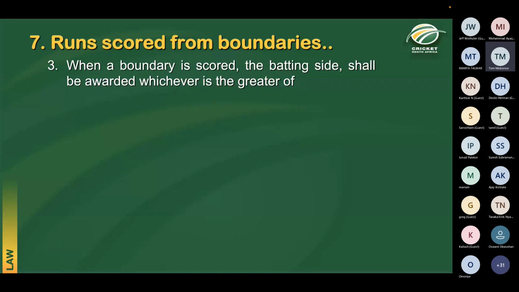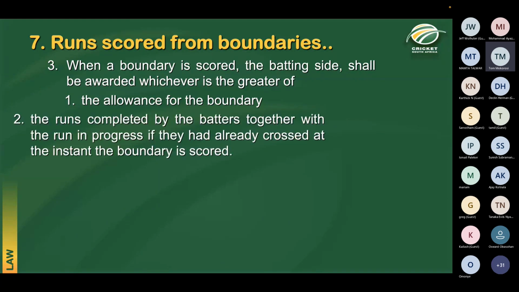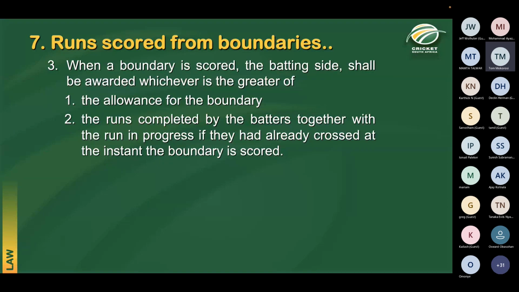When a boundary is scored, the batting side shall be awarded whichever is the greater of the allowance for the boundary or the runs completed by the batters together with the run in progress if they had already crossed at the instant that the boundary is scored.